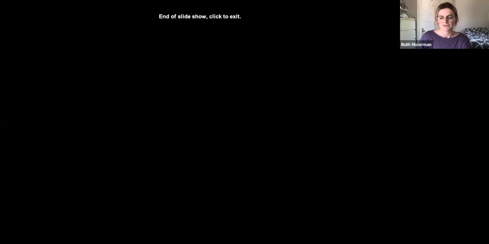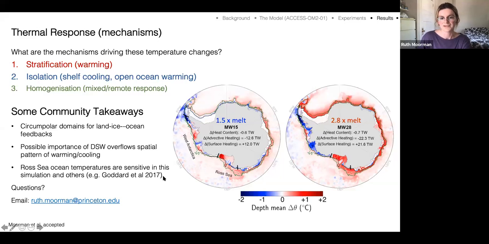And the final thing to note is more just a result, which is that in our simulations the Ross Sea was particularly sensitive to perturbations, and that could serve as motivation for future regional studies to try and understand why this region, both in our model and in some other simulation studies that have involved perturbations, has warmed so quickly in response to placing a forcing on it.